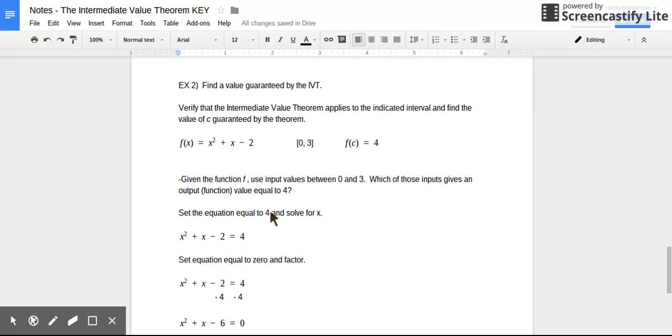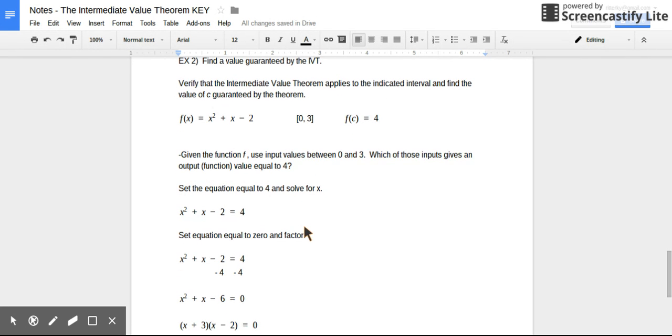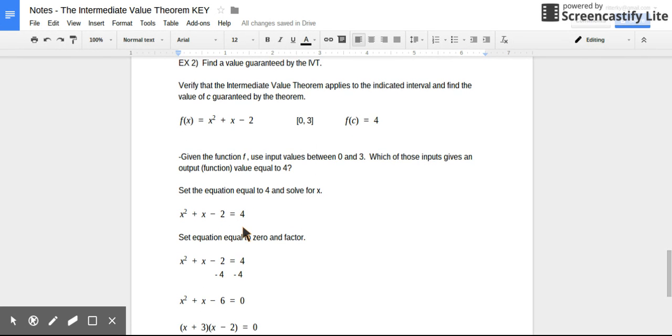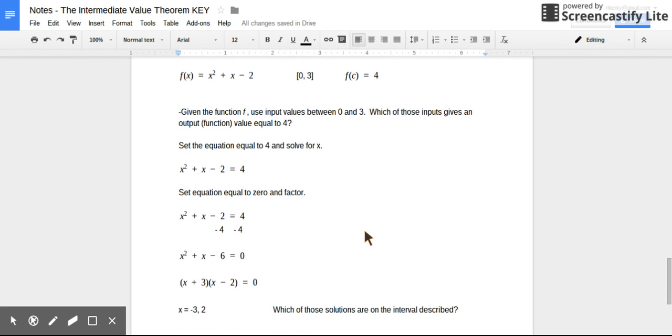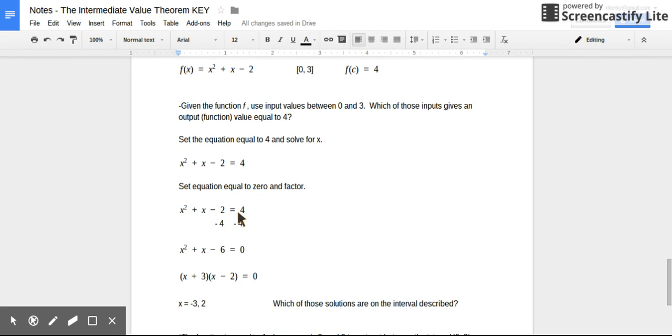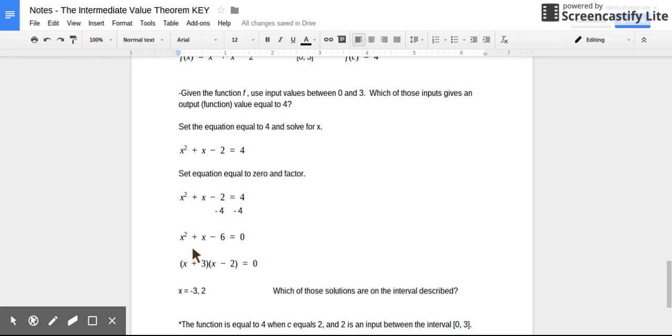So let's set the equation equal to 4. We're told we have a function and we want to set it equal to 4 and find the input that gives us that. In order to solve quadratics, we want to set the equation equal to 0. Sometimes we could factor to solve it. So if I get the right side equal to 0, I'm going to subtract 4 from both sides. Now I have my quadratic set up to solve. X squared plus x minus 6 equals 0. And now I can factor it.